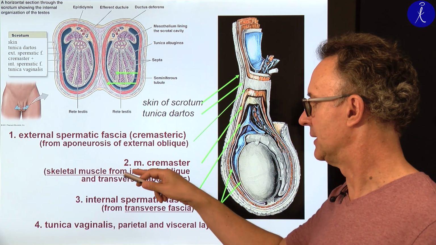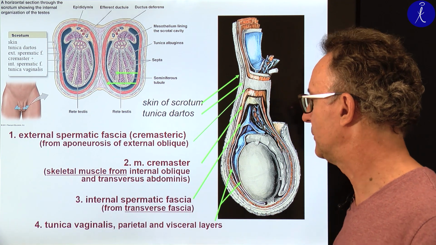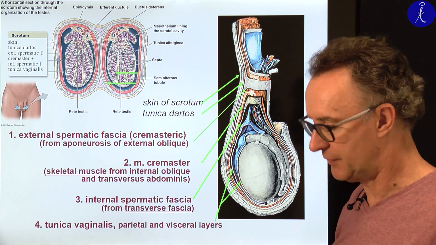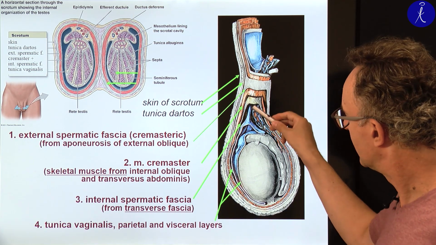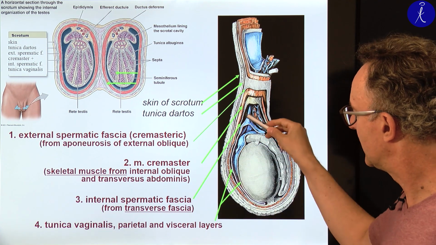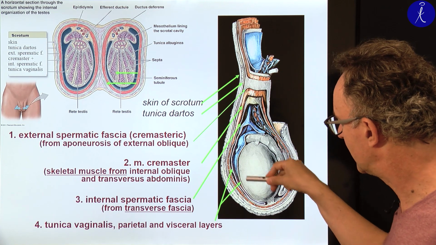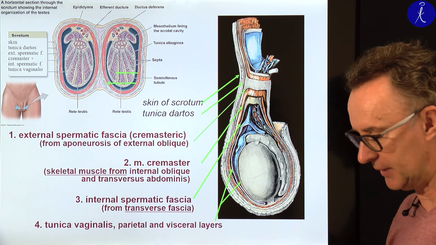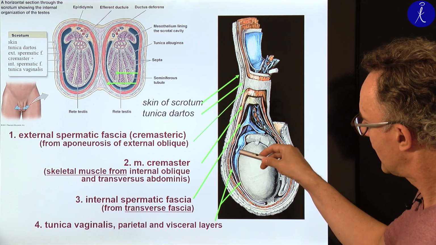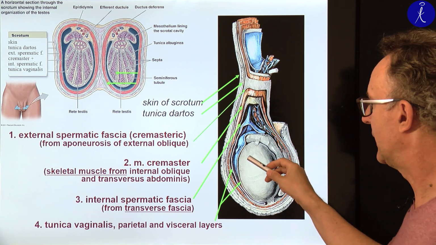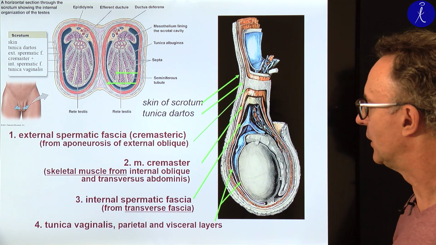This is from the skeletal muscle of the internal oblique, and we teach the transverse abdominis as well. In the previous figure, it wasn't seen this way. And the third, another fascia, the internal spermatic fascia. This is from the transverse fascia, and at the end, this bluish duplicate is the tunica vaginalis with parietal and visceral layer. The tunica vaginalis covers just a very tiny part of the testis and partly the head of the epididymis.